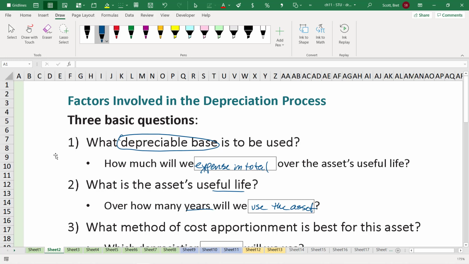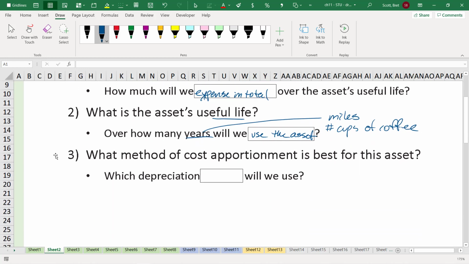Now, years is one way of marking the consumption of an asset. Instead of years, we can also say miles, or number of cups of coffee from a barista machine. There are different ways of measuring life. Generally speaking, most companies focus on time periods as a way of measuring an asset's useful life. Finally, what method of cost apportionment is best for this asset, which is a fancy phrase for basically saying which depreciation method will we use.